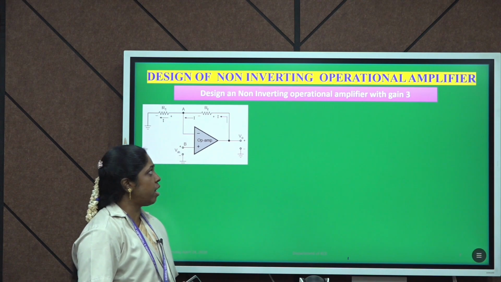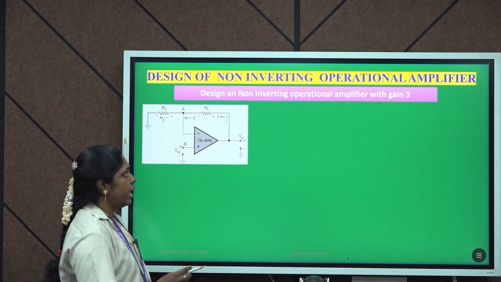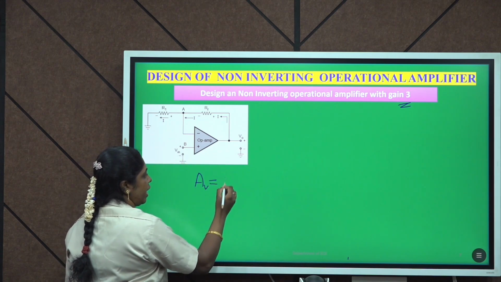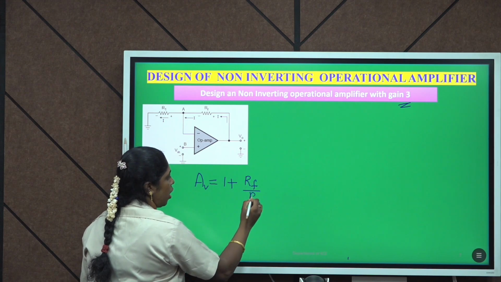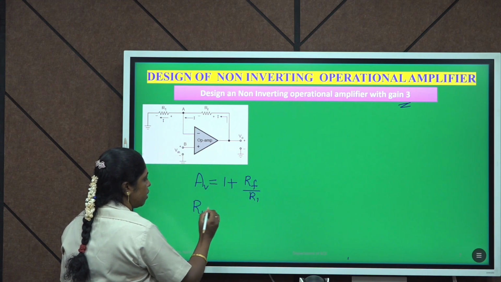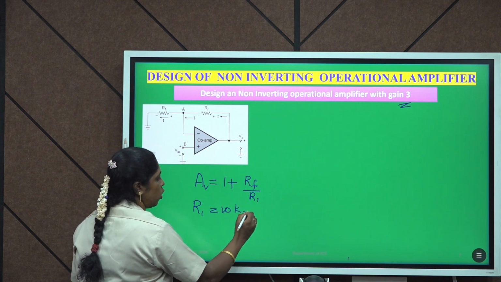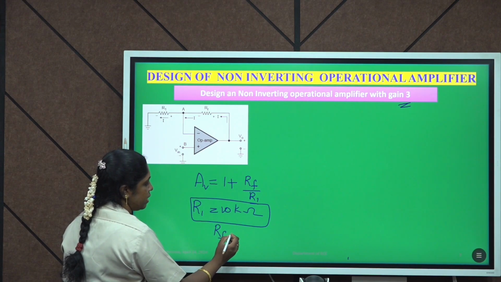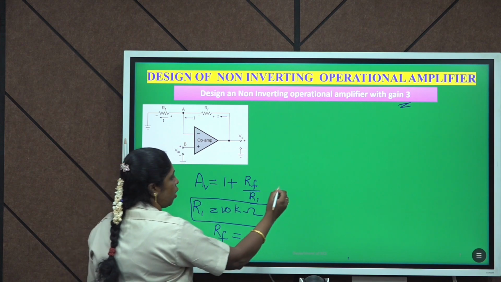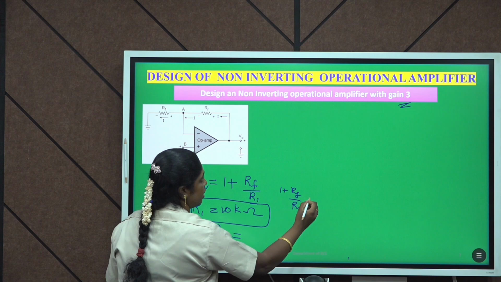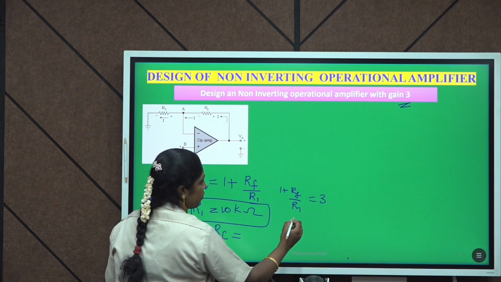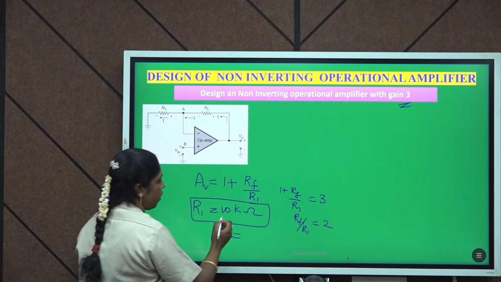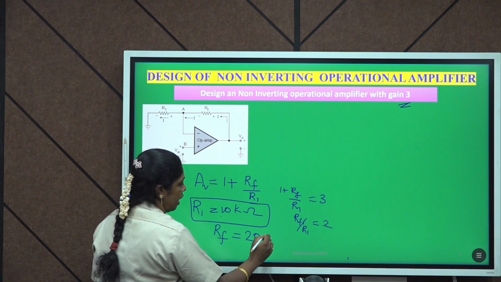So, we will see the design procedure of the non-inverting operational amplifier with gain 3. For a non-inverting operational amplifier, AV is equal to 1 plus RF by R1. So, by assuming R1 is equal to 10 kilo ohm, using the gain equation, we can obtain the feedback resistance RF. So 1 plus RF by R1 is equal to 3. So RF by R1 is equal to 2. We have assumed R1 is equal to 10 kilo ohm, so RF is again 20 kilo ohm.